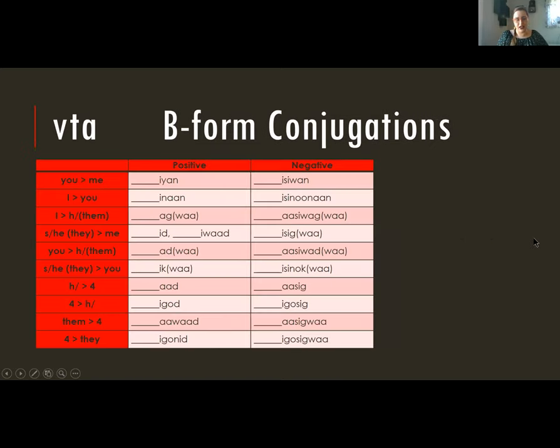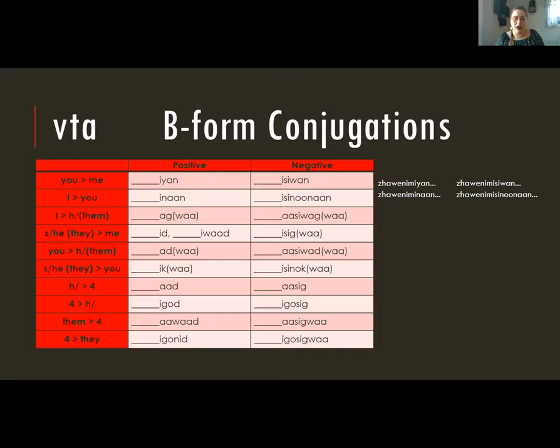And then VTAs, so B-form conjugations. VTAs do follow a pattern. It's hard to see sometimes, especially when it's just an abbreviated version, but if you had the full version, you would be able to see the patterns that are happening between all of them. So I'm using joanum as our verb. Joanumian, when you love me. Joanumisuan, when you don't love me.